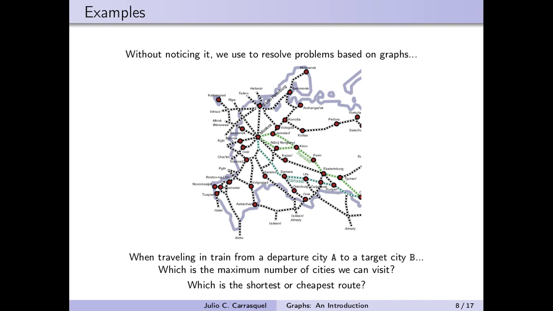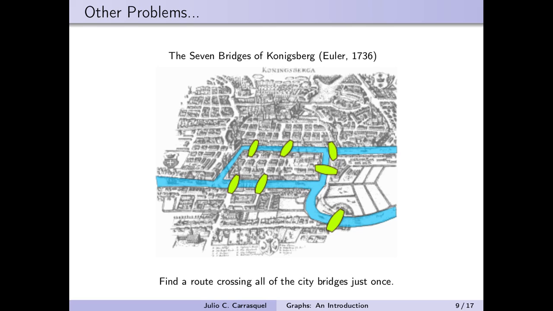Suppose we want to travel by train from Moscow to any other favorite city in Russia. How many cities in such a route could we visit? Or which could be the cheapest route from Moscow to any other destination that we have set? Here instead, this is a classical problem of graph theory from Euler.